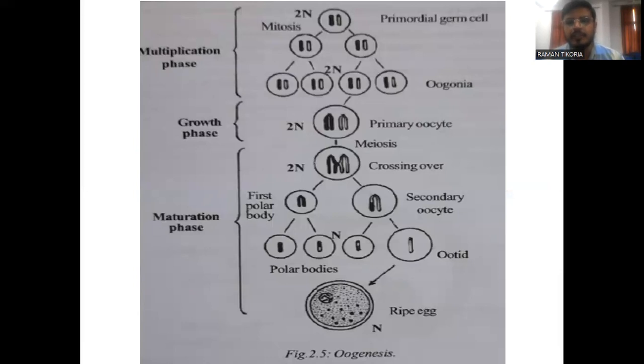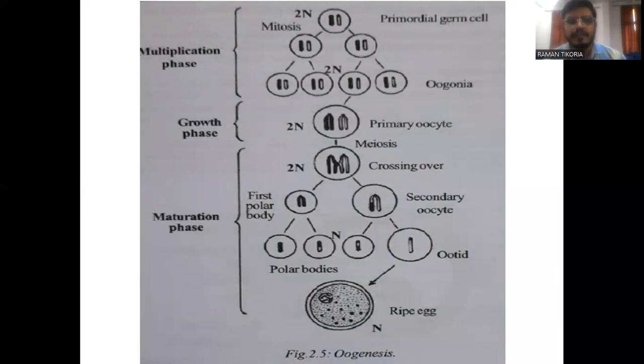Look at this diagram. See, oogenesis starts in the female even before birth, right? It starts in their gestational time, when their development takes place. So, multiplication phase: look at the polarity. All the cells in the multiplication phase are 2n, meaning there is only equational division, that is mitosis. No meiotic division is there, right?